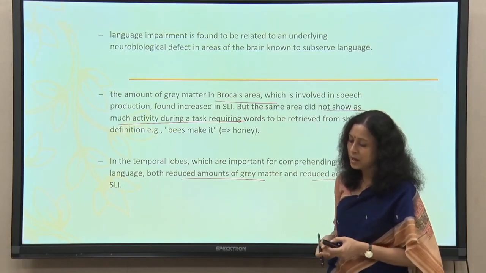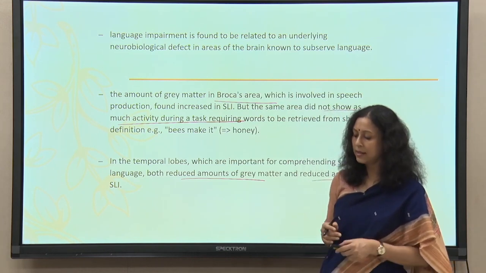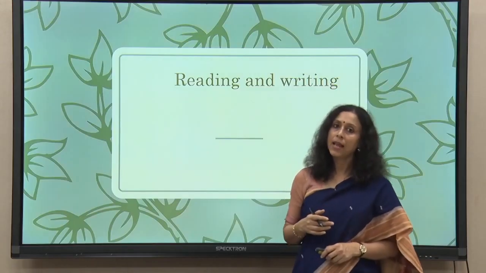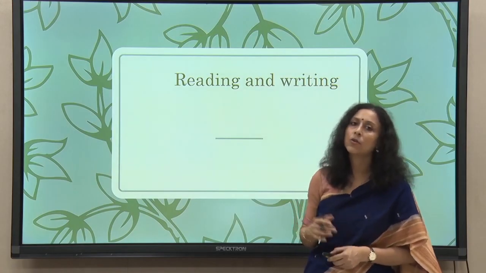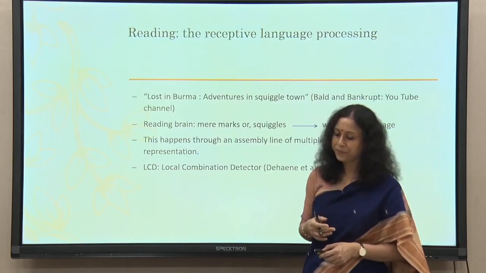And in the temporal lobe, roughly the Wernicke's area, the amount of gray matter is reduced, as well as the activity level. So, SLI also has a strong neural underpinning.